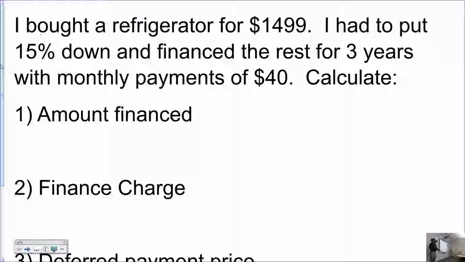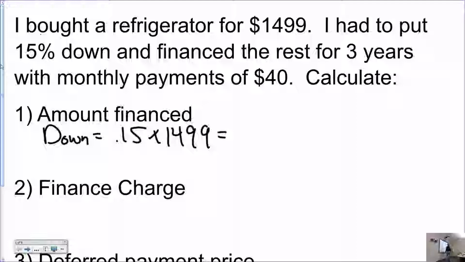So, first things first. How much did I borrow? And how did you find that? All right, so we said down equals 0.15 times $1,499, and sorry, what was that number again? That one came to $224.85. I apologize for the pennies.